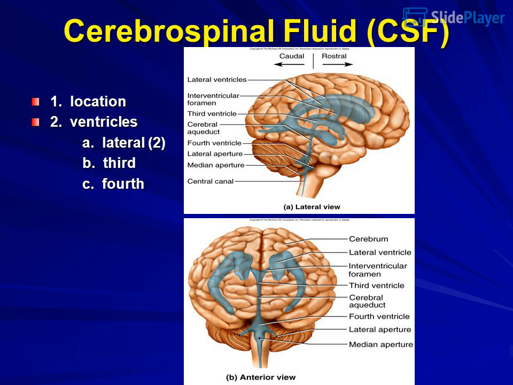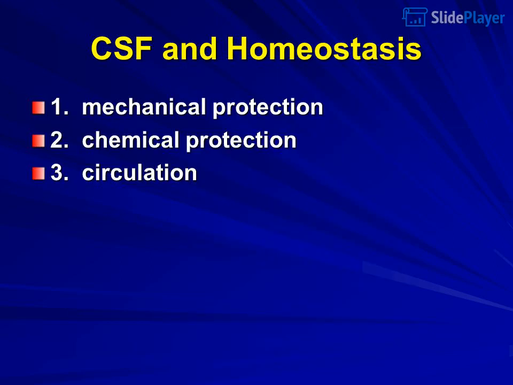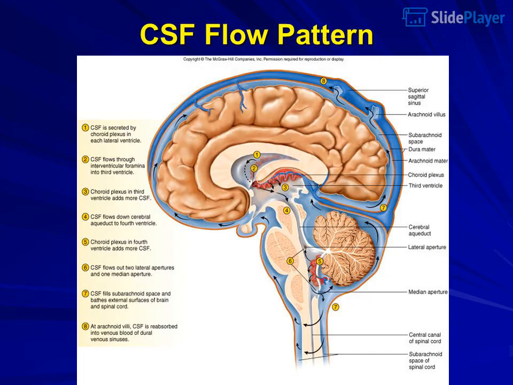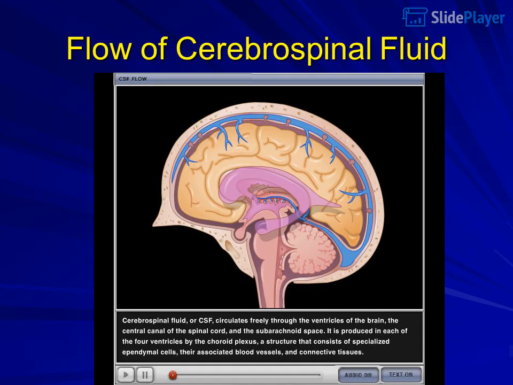2. Ventricles. A. Lateral. B. Third. C. Fourth. CSF and homeostasis. 1. Mechanical protection. 2. Chemical protection. 3. Circulation. CSF formation and removal. 1. Choroid plexus. 2. Arachnoid villi. CSF flow pattern. Flow of cerebrospinal fluid.